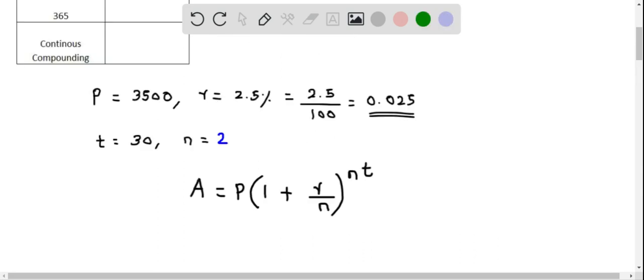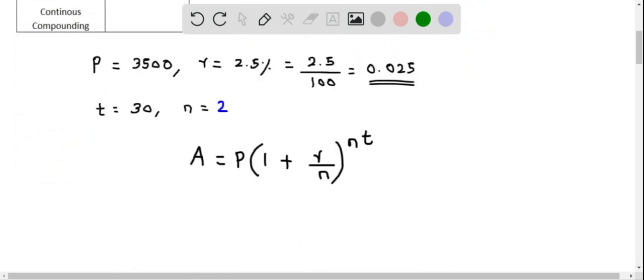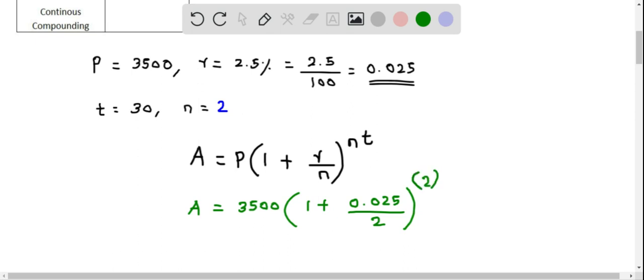We now calculate the amount for n equals 2. Everything remains the same except n equal to 2. Let me plug it into the formula. So we get A equals the principal 3,500 times (1 plus the rate of interest 0.025 divided by n equal to 2), raised to the power of 2 times t, which is 30.